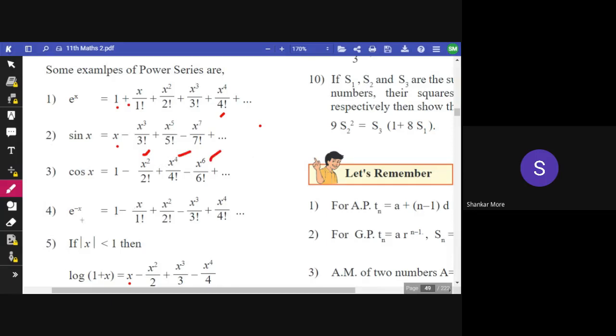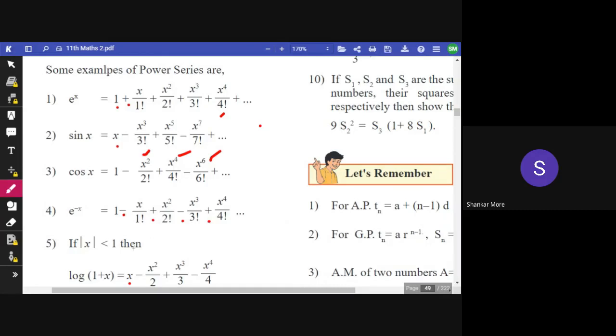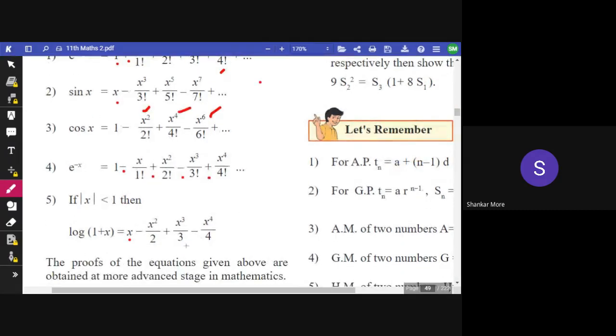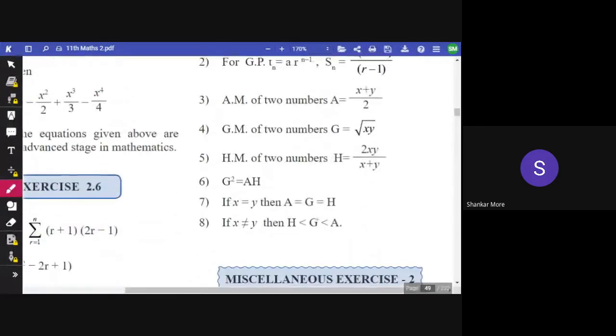e raised to minus x, e raised to x की सीरीज आपको याद है, e raised to minus x की सीरीज में आपने क्या करना है, एक बार माइनस, दूसरी बार प्लस, फिर माइनस, फिर प्लस. ठीक है, सो दिस इज हाउ यू रिमेंबर. log x के लिए आपको सेपरेटली इसको याद करना पड़ेगा. ठीक है, सो लेट्स रिमेंबर.